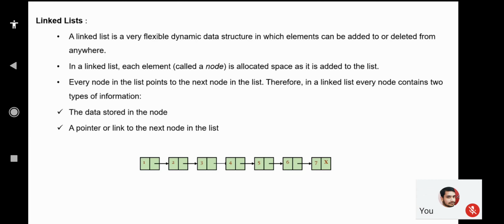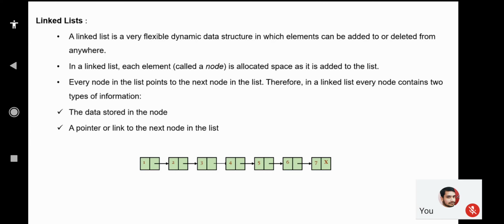Now, how can we say it's a linear list? Because in case of a linked list, first of all, we have to create a node. This is one node, and every node has two parts. This is the data part, and this is the address part. And the address part basically stores the address of your next node. That means 8000 is stored there. Similarly, 9000 is stored there.